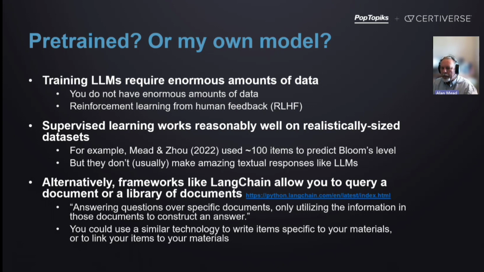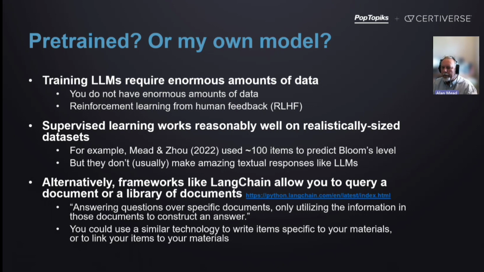So, as an alternative to that, I have two suggestions. One is to do supervised learning in smaller data sets. Like for example, I did a paper where we predicted Bloom's taxonomy level, and we only had about 100 items in that data set. But it is not going to make amazing textual responses. It's just going to predict Bloom's level. It did best at predicting level one versus the other levels.